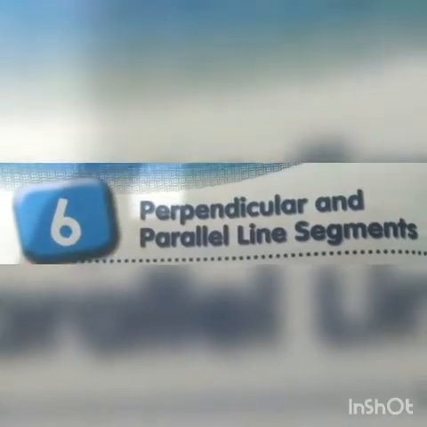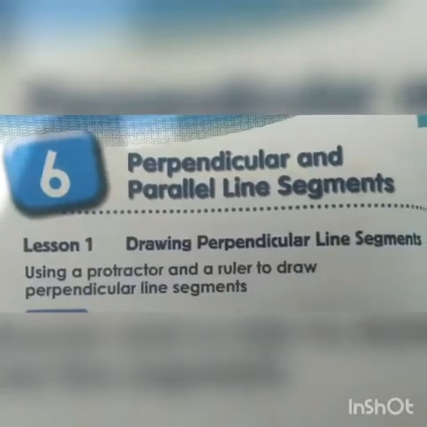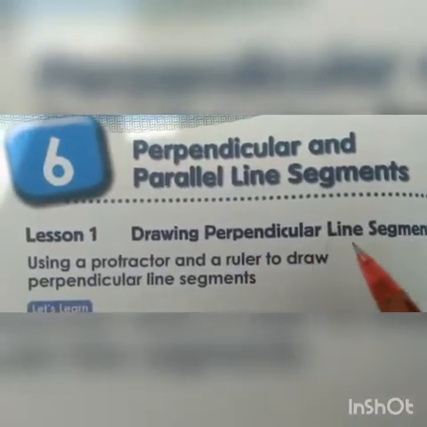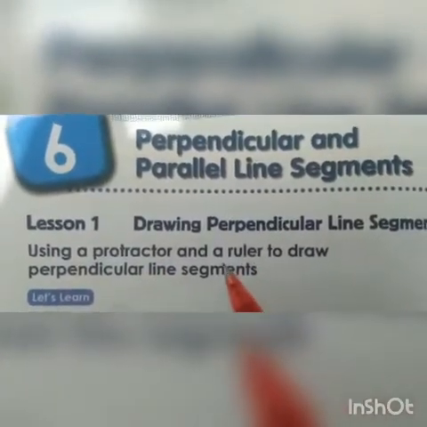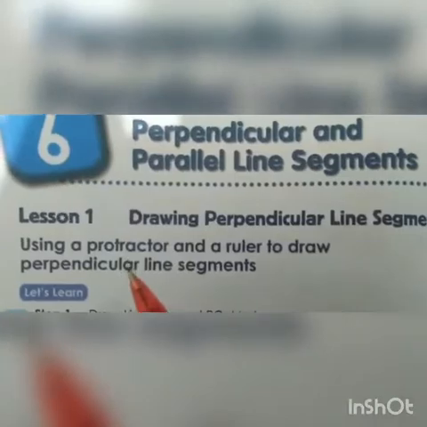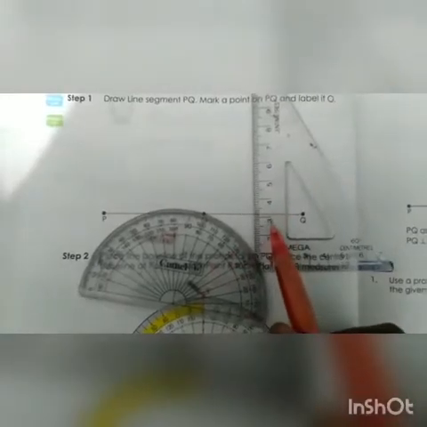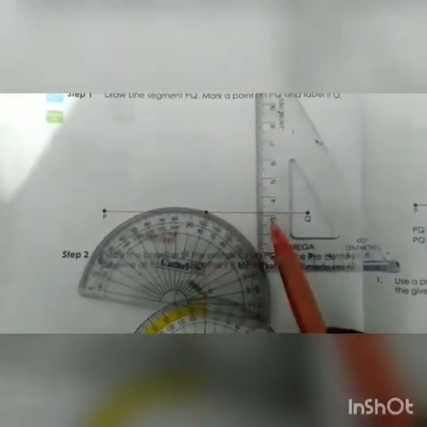Children, today we are going to revise perpendicular and parallel line segments. First, let me show drawing perpendicular line segments. To draw a perpendicular line segment, we need a protractor and a ruler, or we can use a set square and a ruler. This is called a protractor and this is called a set square. We have to use either a protractor or a set square to draw a perpendicular line segment.